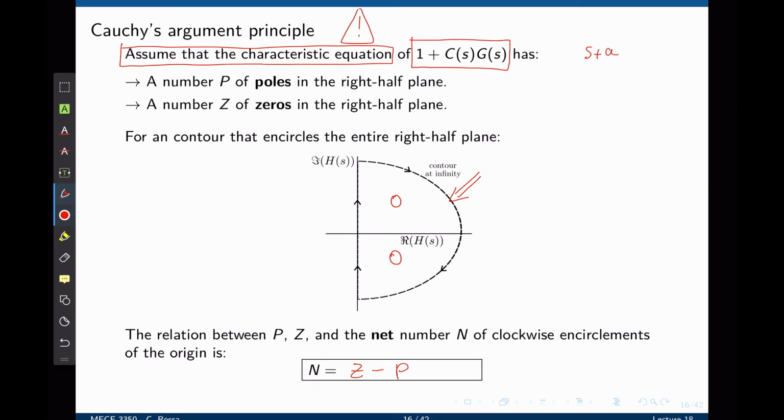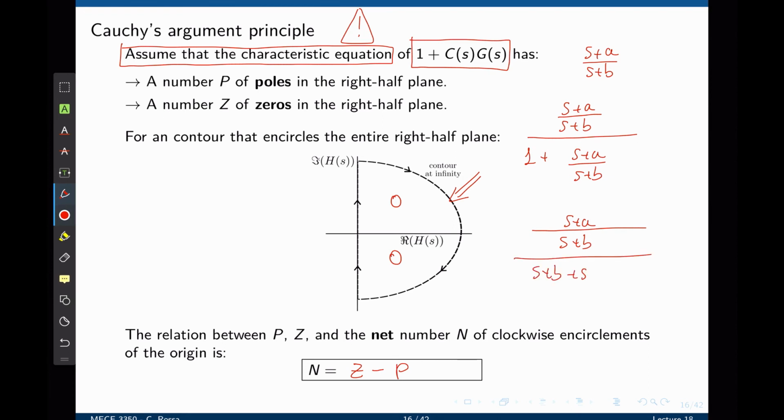Back to our example, where the open loop transfer function was s plus a divided by s plus b. If you put this in a unit feedback loop, we have s plus a divided by s plus b, divided by 1 plus s plus a divided by s plus b, which is s plus a divided by s plus b, divided by s plus b plus s plus a divided by s plus b. Here we have the entire transfer function, and here we have the characteristic equation of that transfer function.